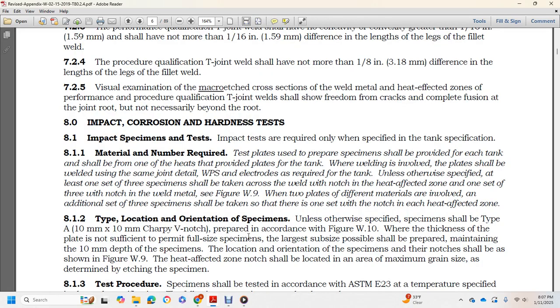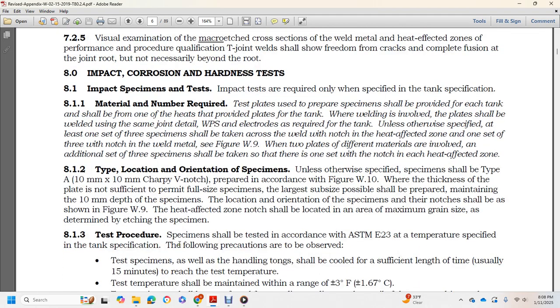Test plates used to prepare specimens should be provided for each of the tanks and shall be one of the heats and provided plates for the tank. When welding is involved, the plate shall be welded using the same joint detail, welding procedure specifications and electrodes required for the tank. Unless otherwise specified, at least one set of 3 specimens shall be taken across the weld with a notch for the heat affected zone. One set of the 3 with the notch in the weld metal. See Figure 4.9. If 2 plates of different materials are involved, an additional set of 3 specimens should be taken so that there is one set with a notch in each heat affected zone.